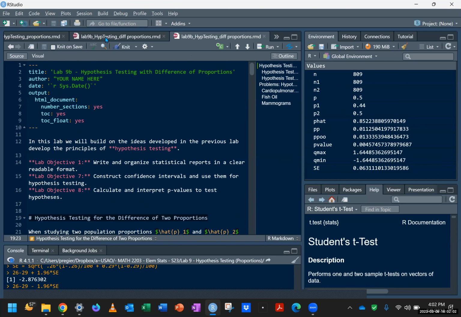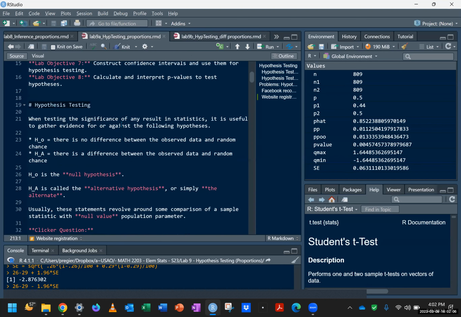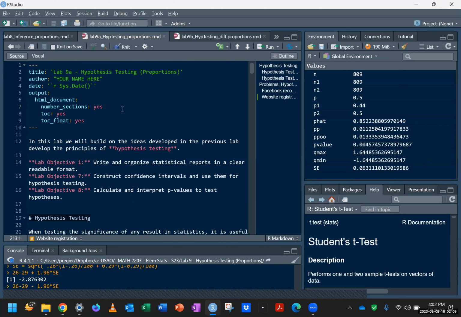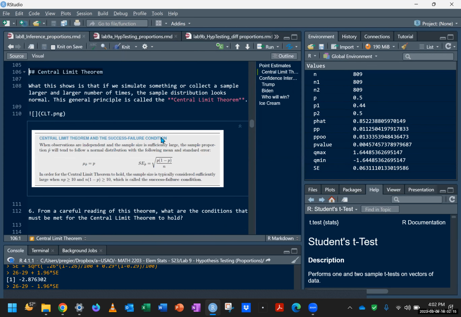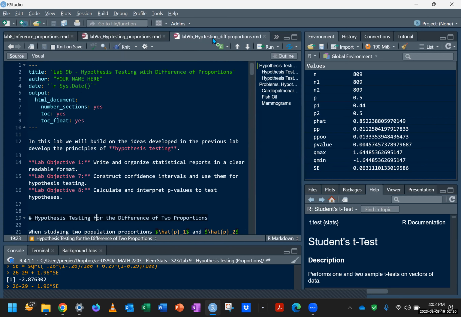We're doing the same thing as Lab 9A, where we tested one proportion, but now we're testing two proportions. So it's always a good idea to have previous labs open so you can refer to them. For example, we got our central limit theorem. That's pretty key. We're going to use a variation of that for Lab 9B.